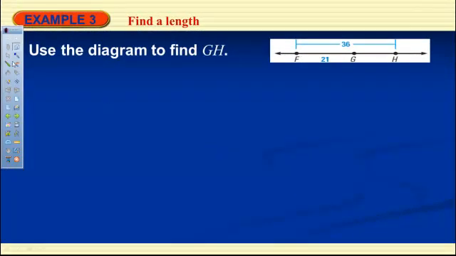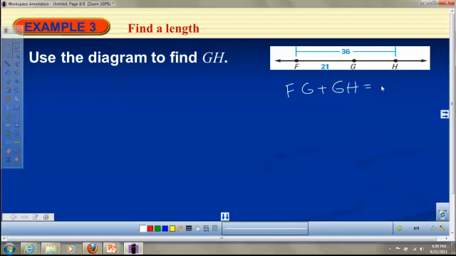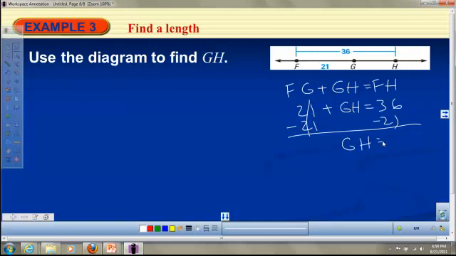Okay, here's another segment addition postulate problem. Here we see we have FG plus GH is equal to FH. This time we know the whole length over here is 36, and we know that FG is equal to 21, but we don't know what GH is. So we write all those in. We subtract 21 from both sides. Those cancel. GH is equal to, put a 5 there, 1 there, 15. 15 is our length.